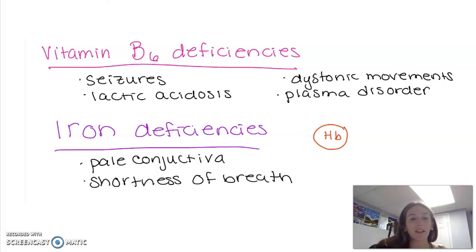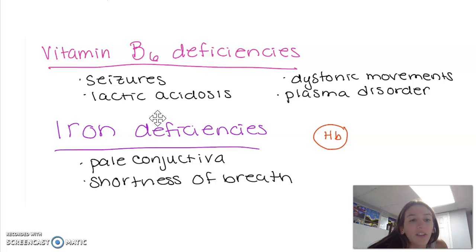So then I'm just going to address the other possible choices that there were. For vitamin B6 deficiencies, common signs of this were seizures, lactic acidosis, dystonic movements, and plasma disorders. There were certain plasma disorders seen in the patient, and the irregular movements that she was having, with tingling and numbness and trouble walking, she was saying.